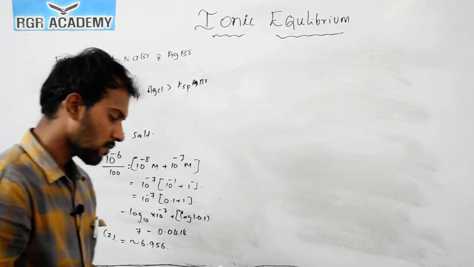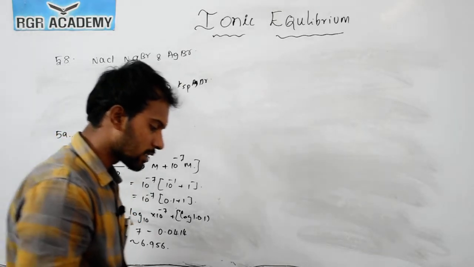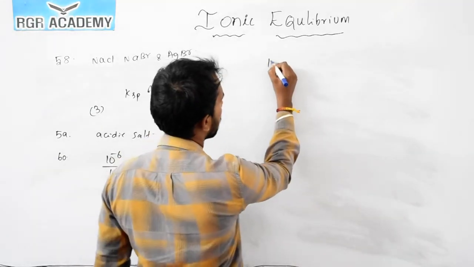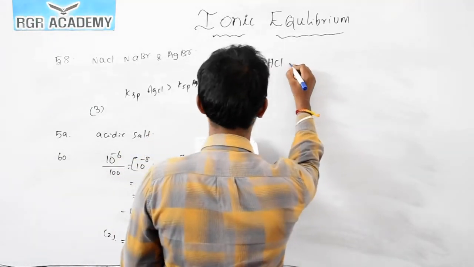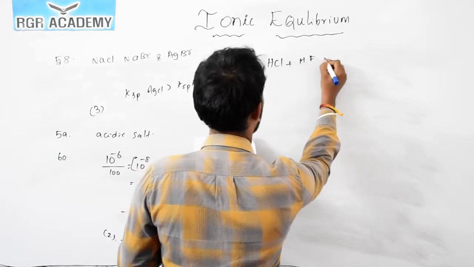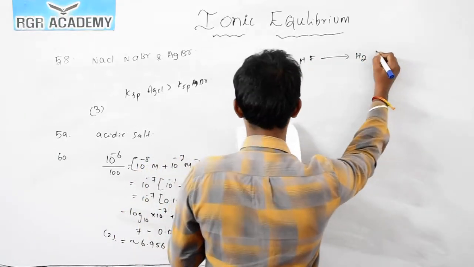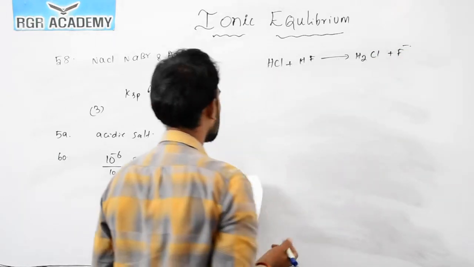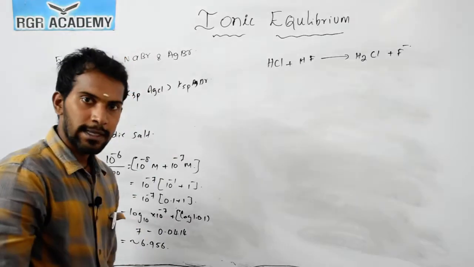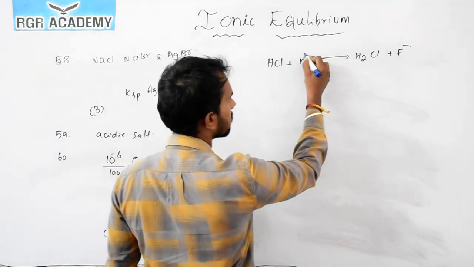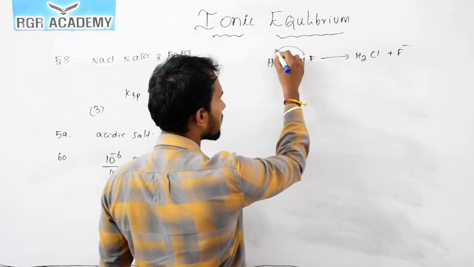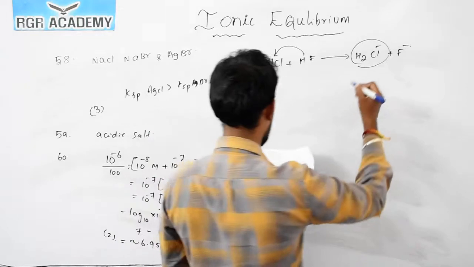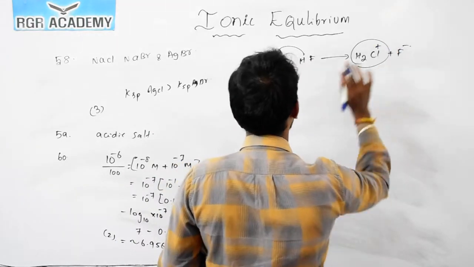Now see this question number 61. The compound HCl behaves as... So see this one, HCl, when it reacts with HF, it gives H2Cl plus and F minus. So which one readily donates H plus ions? Here this HF donates H plus, so then only it becomes H2Cl plus, okay, and F minus.